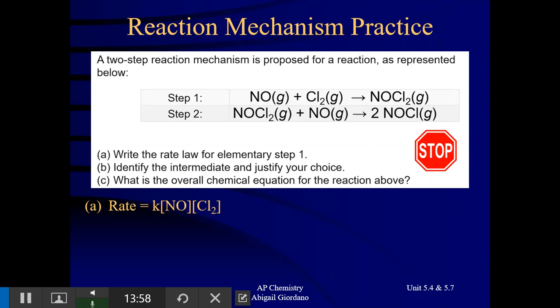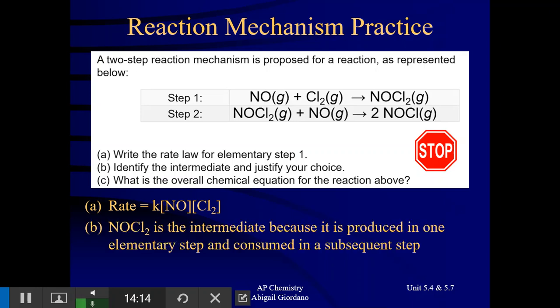Letter B says identify the intermediate and justify your choice. Remember, intermediate means something that's going to be canceled out in the mechanism, that is a product first and a reactant later. NOCl2 fits that description. If I had asked you to find a catalyst in this mechanism, you'd have to say that there is no catalyst, and sometimes there won't be. There is nothing that cancels out that is a reactant first and a product later. So there's no catalyst in this mechanism.